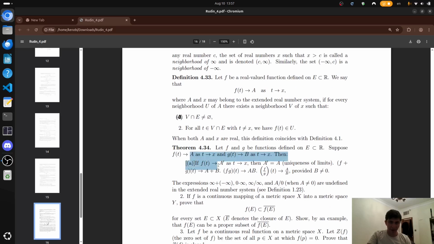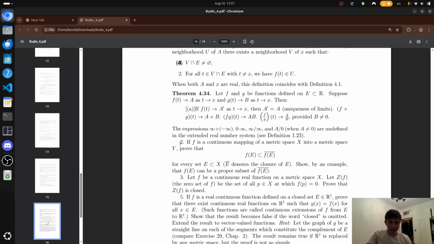And we get the same properties when adding, subtracting, dividing. Okay, this is the exercise I was talking about. We just proved it earlier, but we want to show that it is also a proper subset.